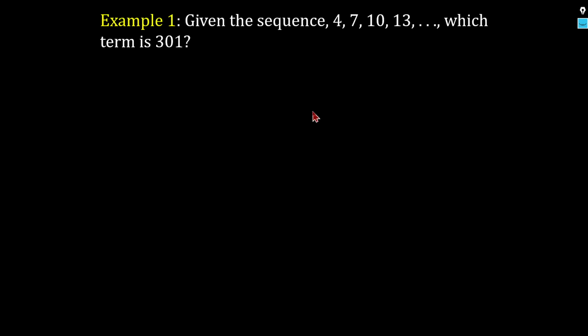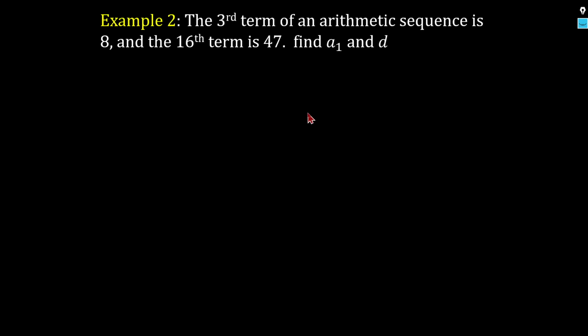Next. The third term of an arithmetic sequence is 8 and the 16th term is 47. Hanapin daw si a sub 1, first term, at si d, common difference. No? Ang problema dito, yung arithmetic sequence natin, putol. We are only given the third term and the 16th term. Hindi natin alam kung sino si first term. So, problematic din yan sa paghanap ng common difference. But let's lay out what we know so far. Again, we know a sub 3. We know that to be 8. And we also know a sub 16. We know that to be 47.